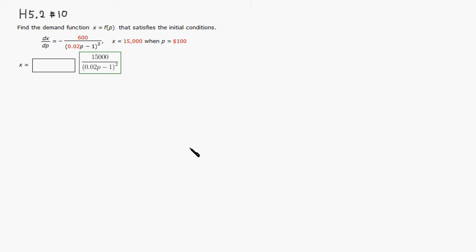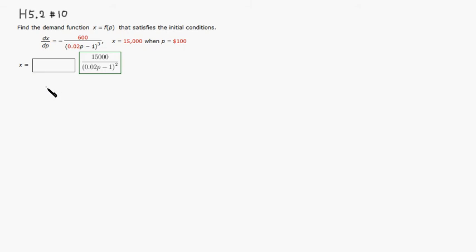Okay, let's look at homework 5.2, number 10. All right, so the derivative is given right here, and this is basically the initial condition right there. So this is basically an initial value problem.